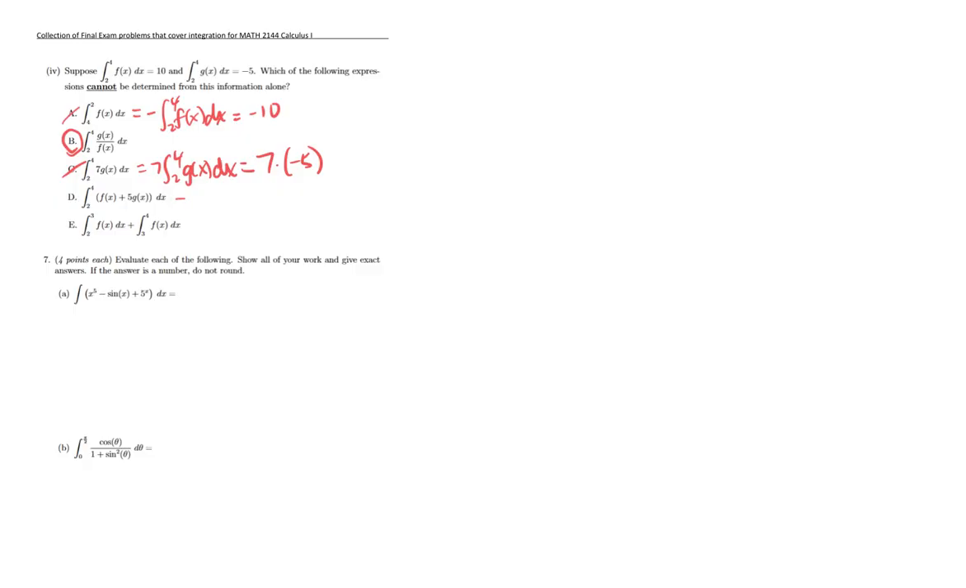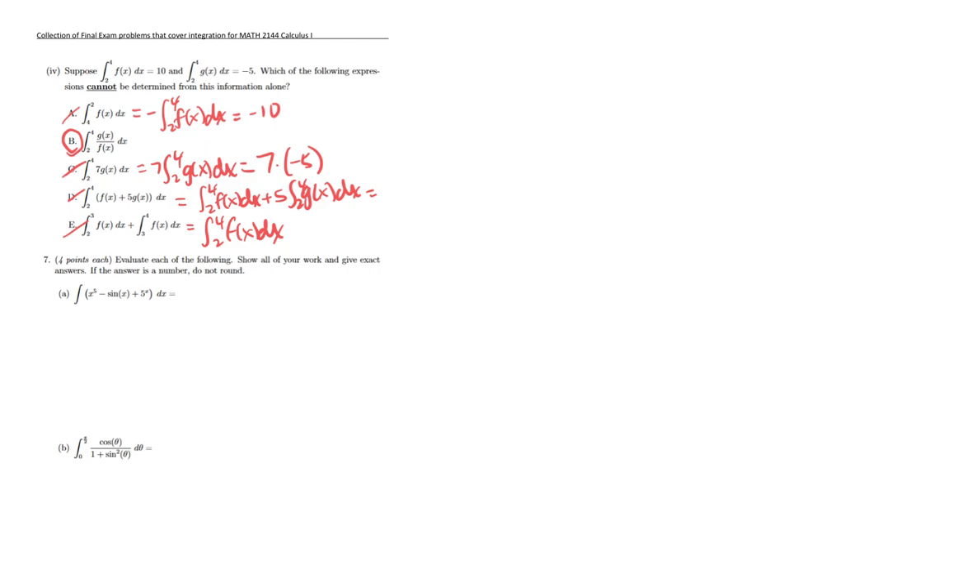This one I can split up as integral from 2 to 4 f of x dx plus 5 integral from 2 to 4 g of x dx. So that one I can evaluate. Integral from 2 to 3 of f of x dx plus integral from 3 to 4 f of x dx. Well, I know that's going to be integral from 2 to 4 f of x dx. So I can evaluate that. So B is the only one that you can't evaluate.